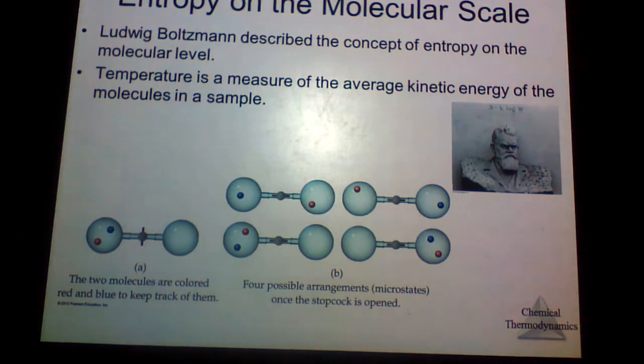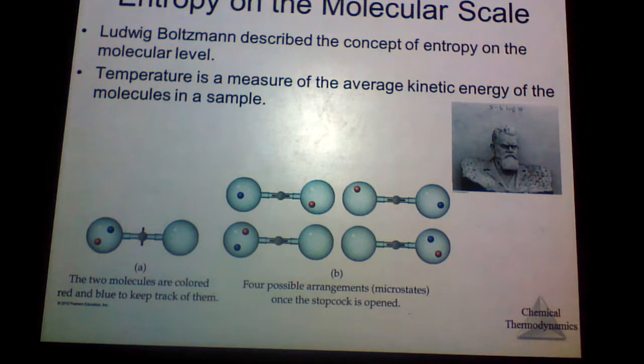If I open the stopcock, a couple different things can happen. I could have the red one stay in this flask and the blue one go in this flask. So I can see that here. Red stays here, blue comes over here to the evacuated flask. Or the opposite could happen. I could have the red move into this one and the blue stay in the original flask. Or maybe they don't move at all. Maybe they just both stay in here and this one just remains empty. Or maybe both of them move into that evacuated flask, making this one evacuated.